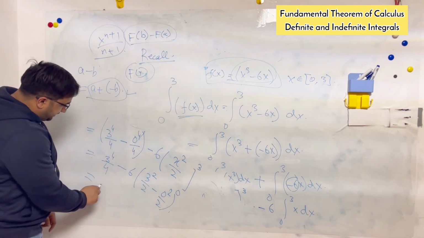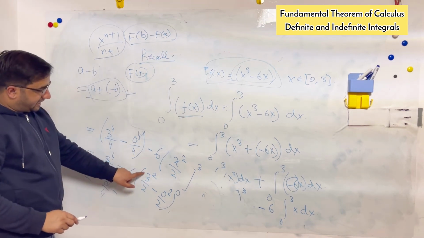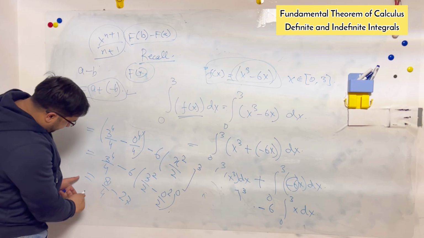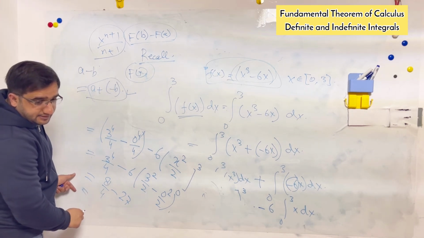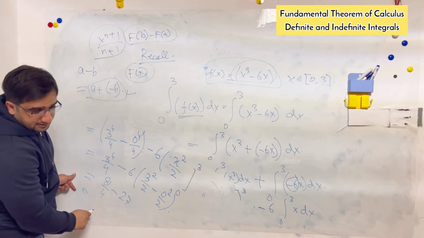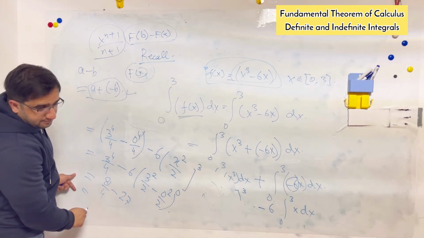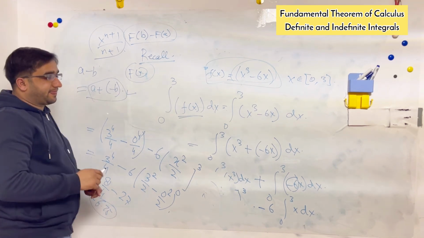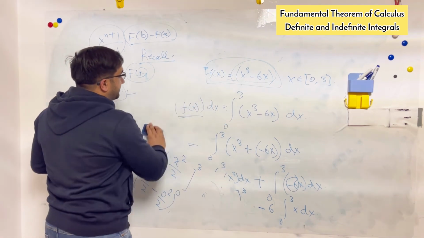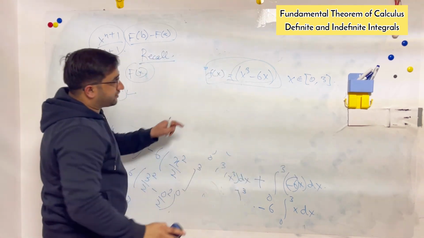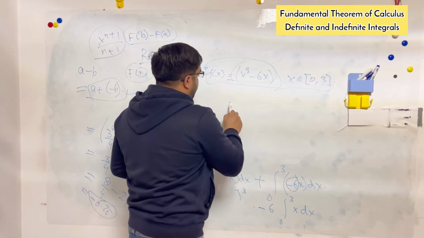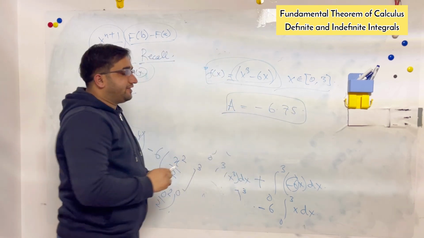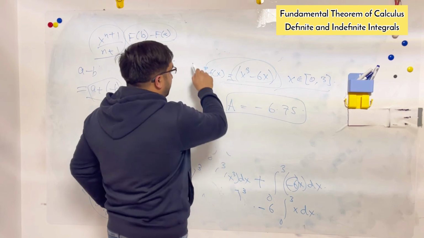Simplify this. The answer will be 81 by 4 minus 54 by 2, which is 27. And when you simplify it, the answer is minus 6.75. So the area under the curve for this function on this region is minus 6.75. If you go back and recall, we did this example before.